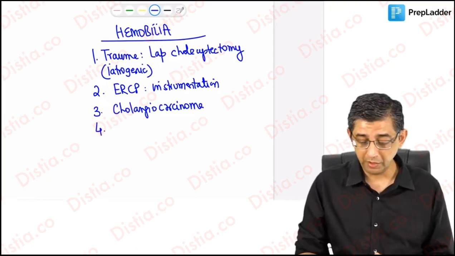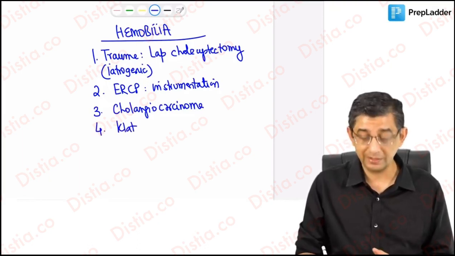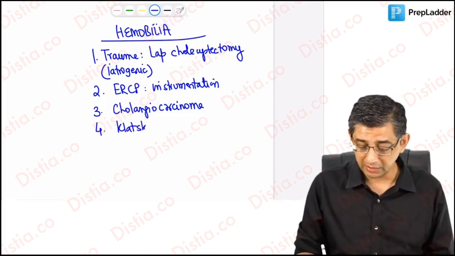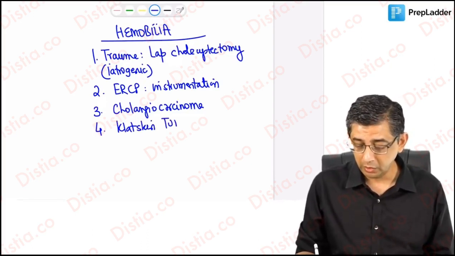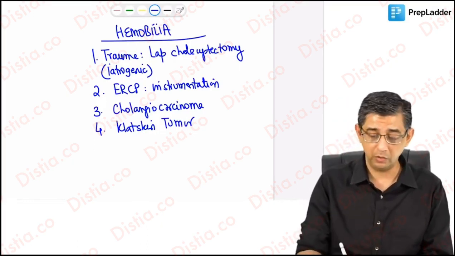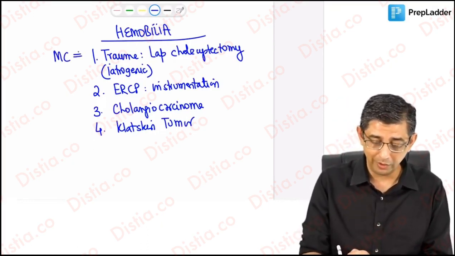In fact, there is a variant of cholangiocarcinoma which is present at the hilum, at the junction of the left and the right hepatic duct, and that is called Klatskin tumor. So any of these four can contribute to the development of blood in the bile. The number one cause is trauma, iatrogenic trauma.